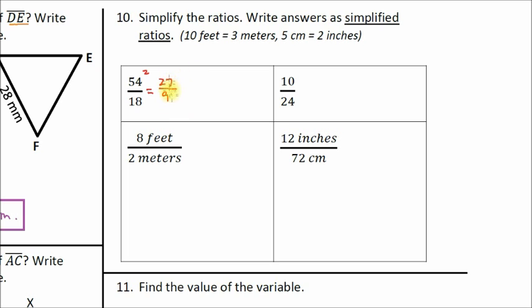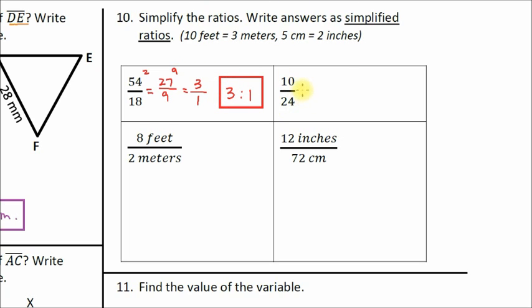Now, they're not both even anymore, but I know 27 and 9. 9 goes into 27. That means I can divide the top and bottom by 9. 27 divided by 9 is 3. 9 divided by 9 is 1. So our final answer, it says to write as a simplified ratio, not a fraction. So there is my final answer, 3 to 1, if I can actually get that to show there. There we go. Here's our first one. Let's take a look at the second one.